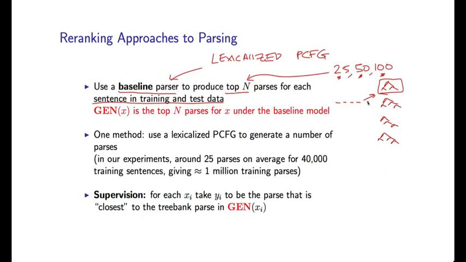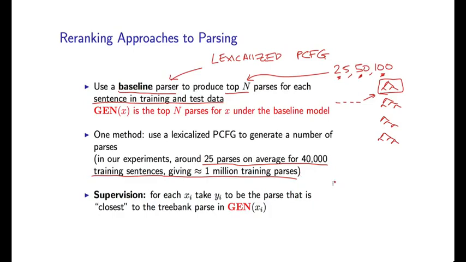So in the particular experiments I'll describe a little later, we actually generated about 25 parses on average for our 40,000 training sentences. This gave us about 1 million training parses if you consider all possible members of Gen for all possible sentences seen in the training data.